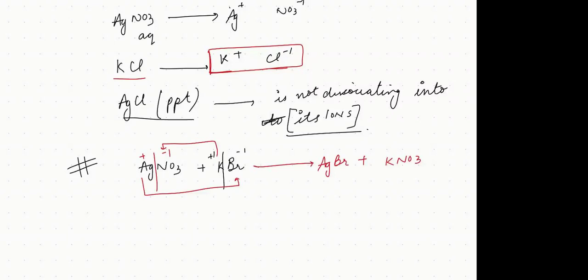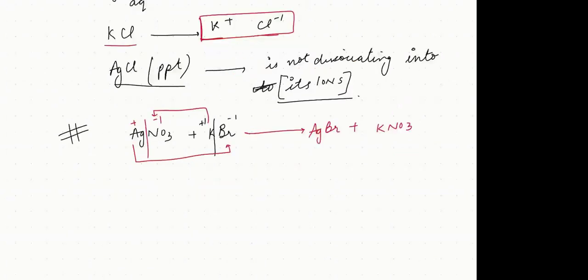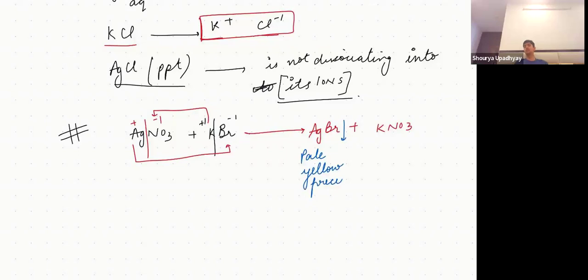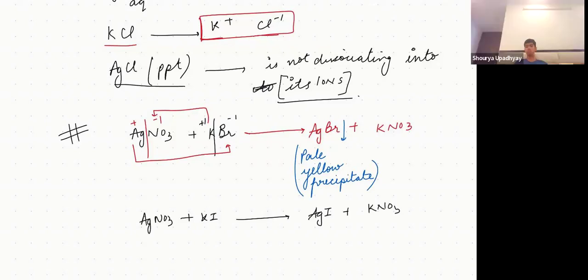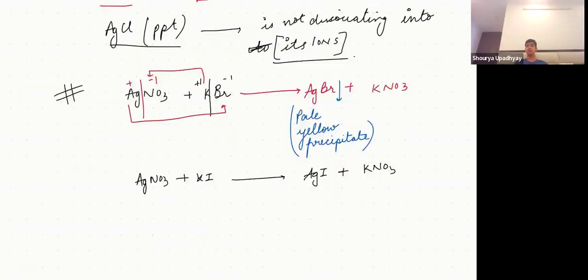Did you understand my point? Yes, ma'am. So it is going to be AgNO3 plus KBr, and AgBr is going to form a pale yellow precipitate. Did you understand my point? Yes, ma'am. Similarly, we would have AgNO3 and we would have KI, and it would form AgI plus KNO3. Did you understand? Yes, ma'am.